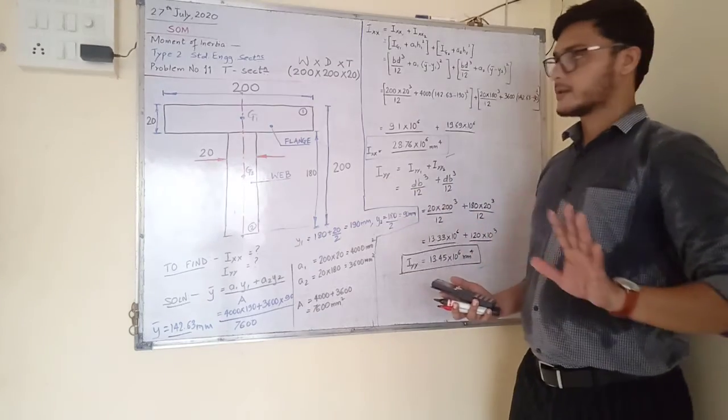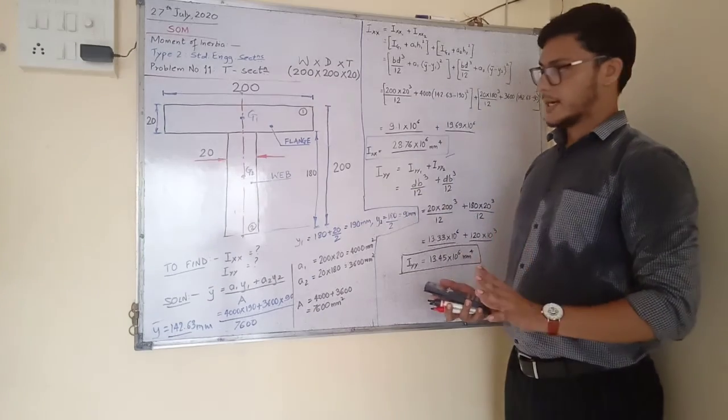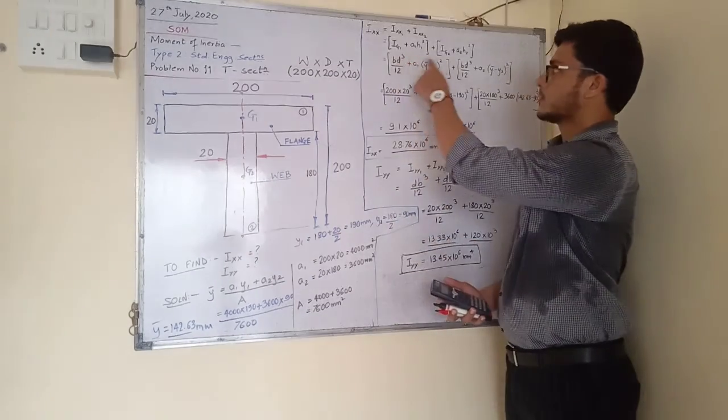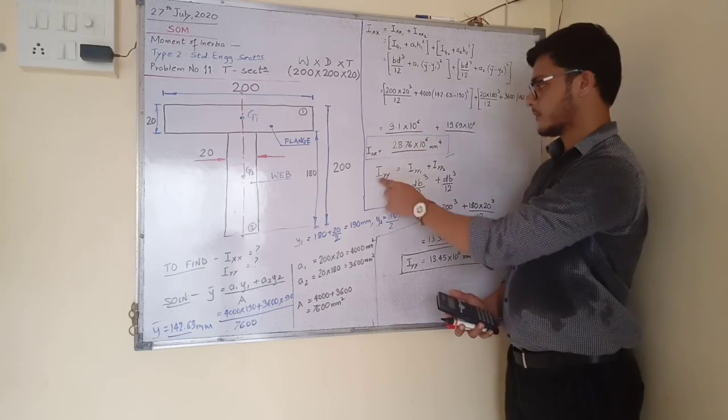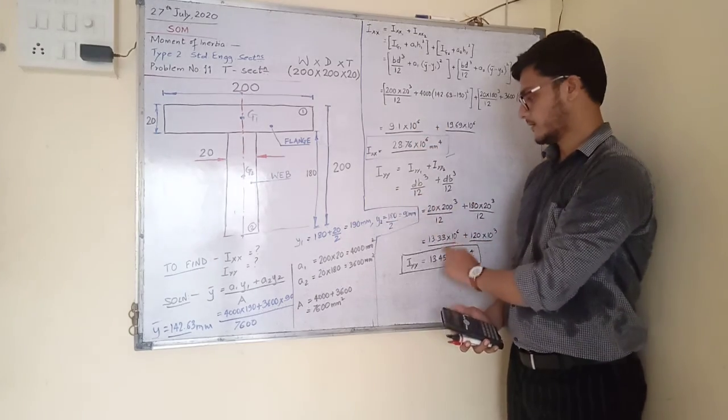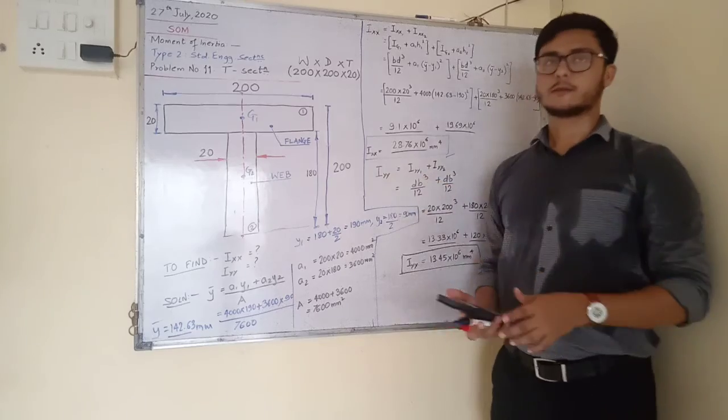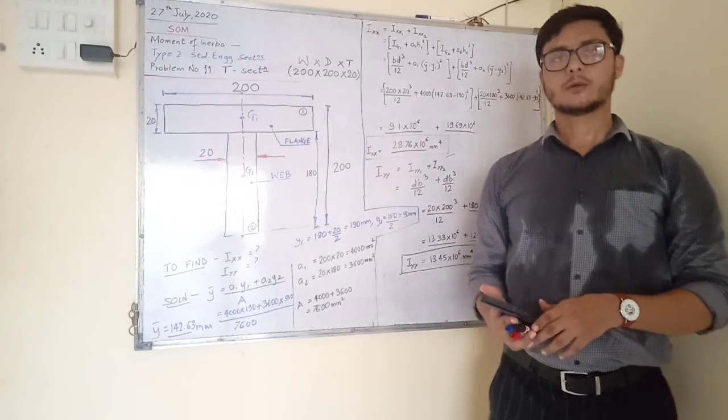So this T section was similar to the I section. For Ixx you have to use the parallel axis theorem. For Iyy you have to use db cube by 12 to get your Iyy. So this was the problem of the T section. Hope the problem is clear.